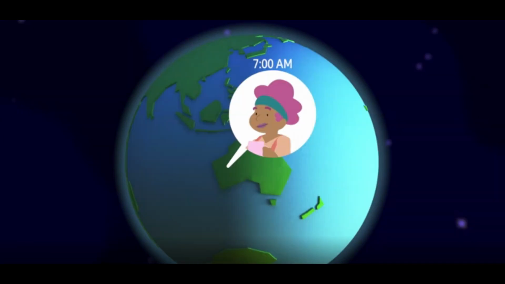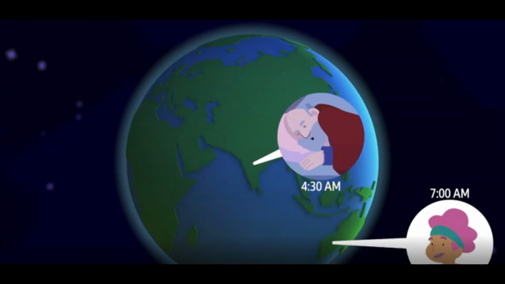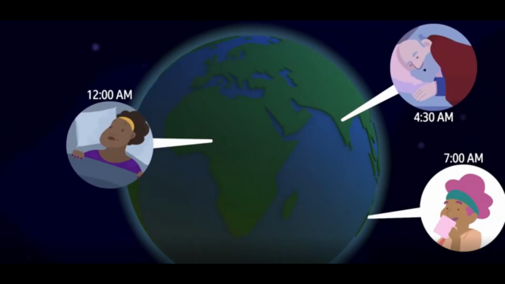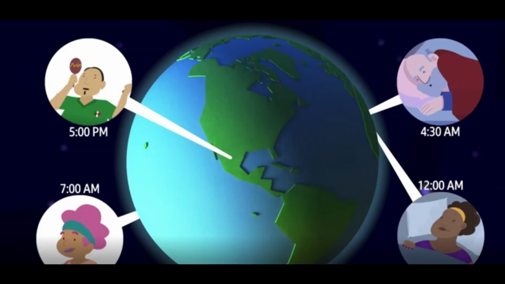So, while it might be 7 a.m. in the morning in Australia, it would also be 4:30 in the morning in India. And it would also be 12 at midnight in Nigeria. And it would also be 5 p.m. in Mexico. Because these countries lie in different time zones.